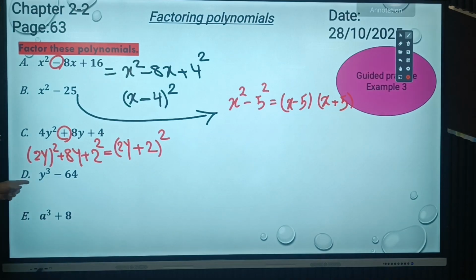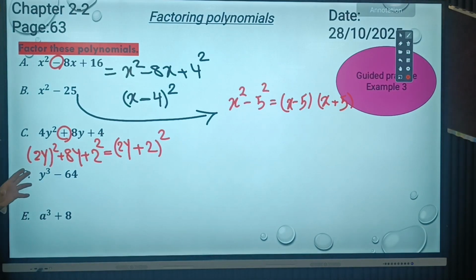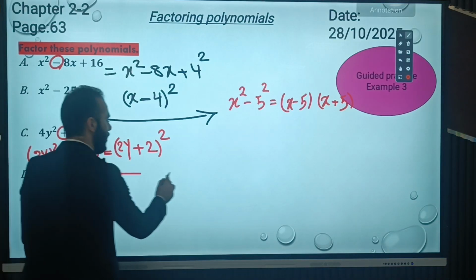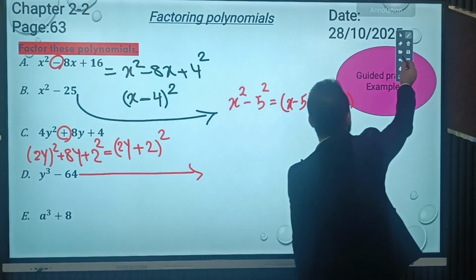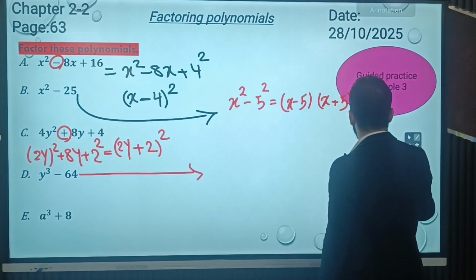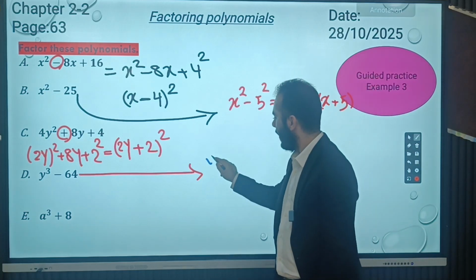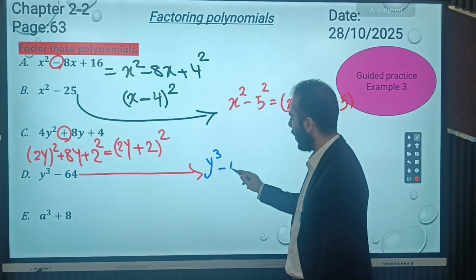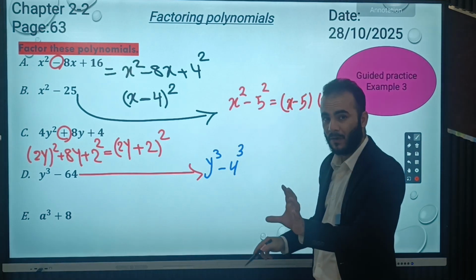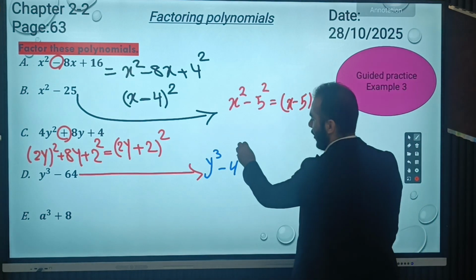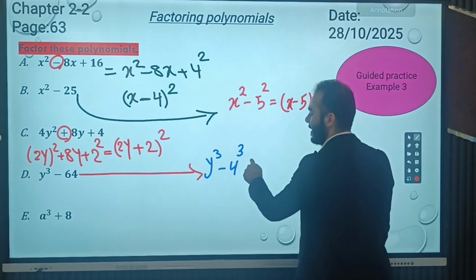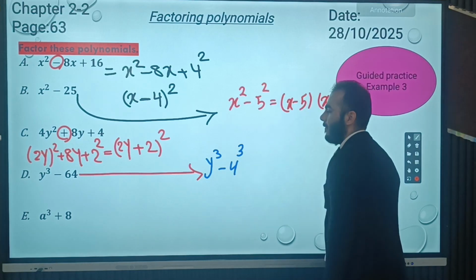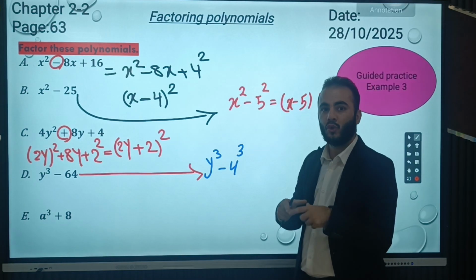Okay. How about the next one? It is the difference between 2 cubes. So let's just bring it here. Okay. So y cubed minus 64. So instead of 64, I will write 4 powered by 3. You can go and check it, because that is going to be helpful, and it's in the form of the difference between 2 cubes.